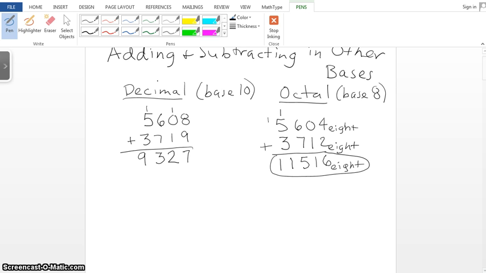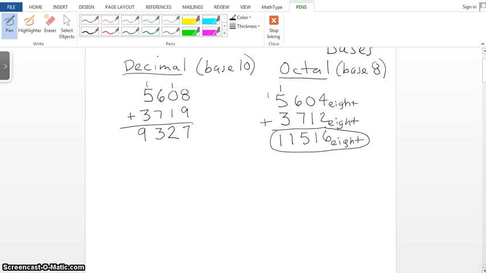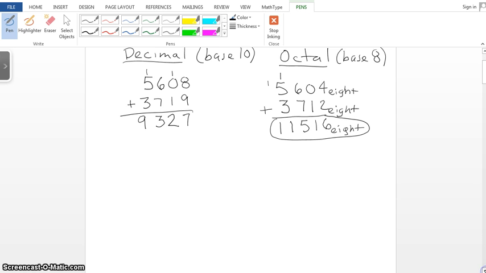Alright, let's try binary. Binary is not too bad because there's just zeros and ones, but it can get a little tricky, especially with the subtraction. But let's try binary. Again, I'm watching my time. I'm at 5 minutes. It's okay. Binary is base 2.